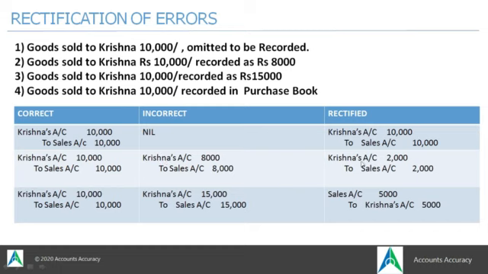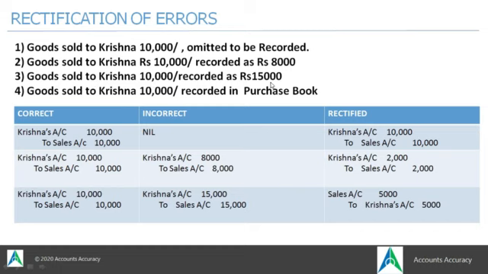Now what will you do? You will just pass the entry for the remaining 2,000. That means 10,000 minus 8,000, the shortfall was 2,000. For that you will pass the same entry, Krishna account to sales account, 2,000. Come to the third one.